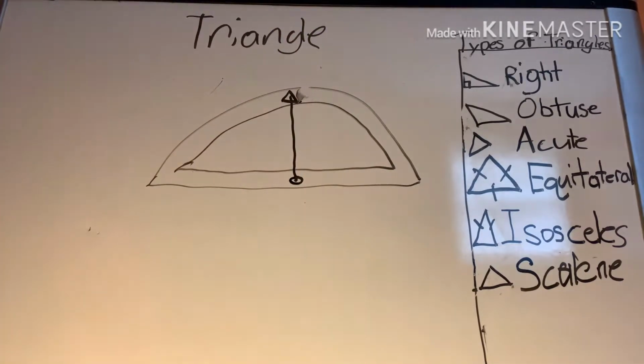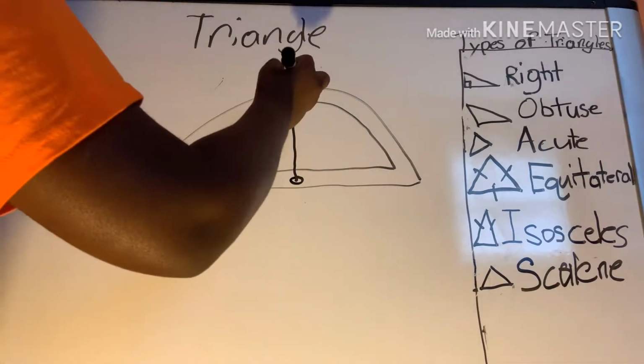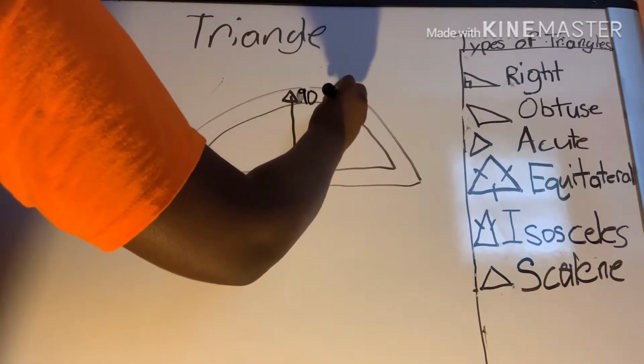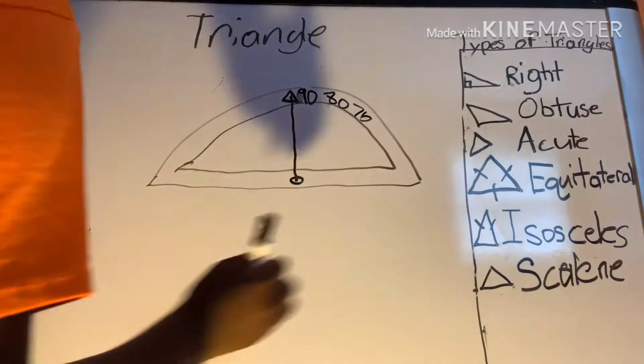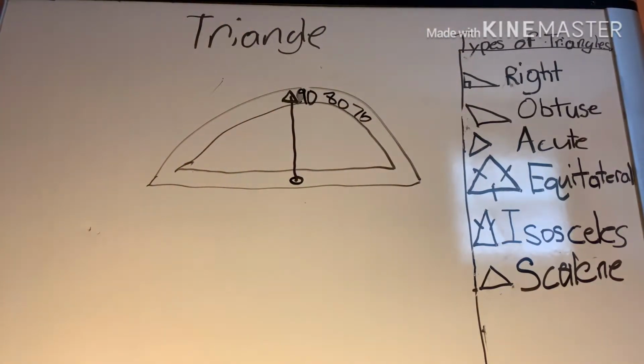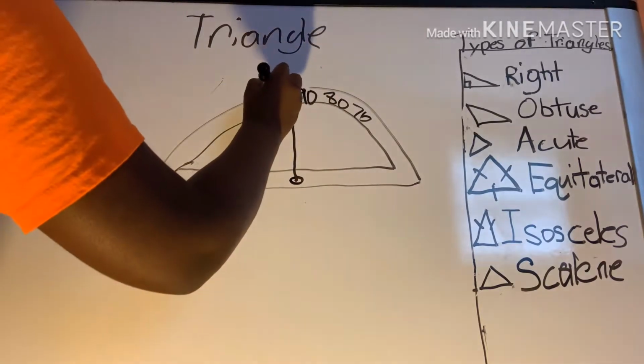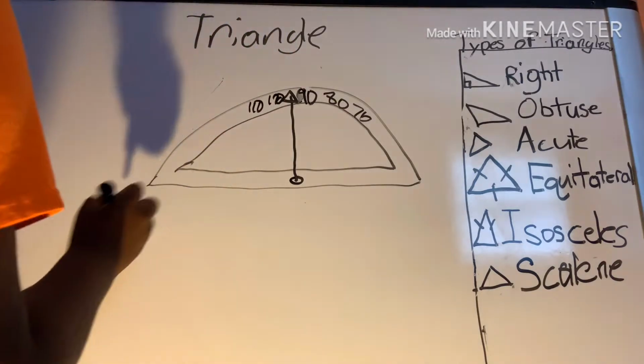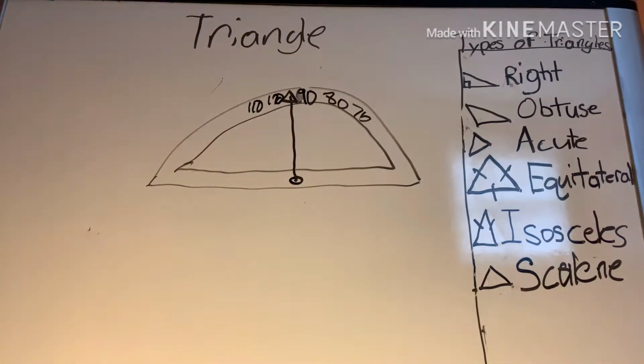I'm trying to write as small as I can so I can get a lot of the numbers. 90, then it would go back to 80, 70, and it would keep on going. But of course, the numbers on the protractor would be a lot smaller than that. The protractor is actually smaller than what that looks like. But then also, this side will go 90, 100, 110, and it would just keep on going. So, very important, like I said, is if it's bigger or smaller than 90.